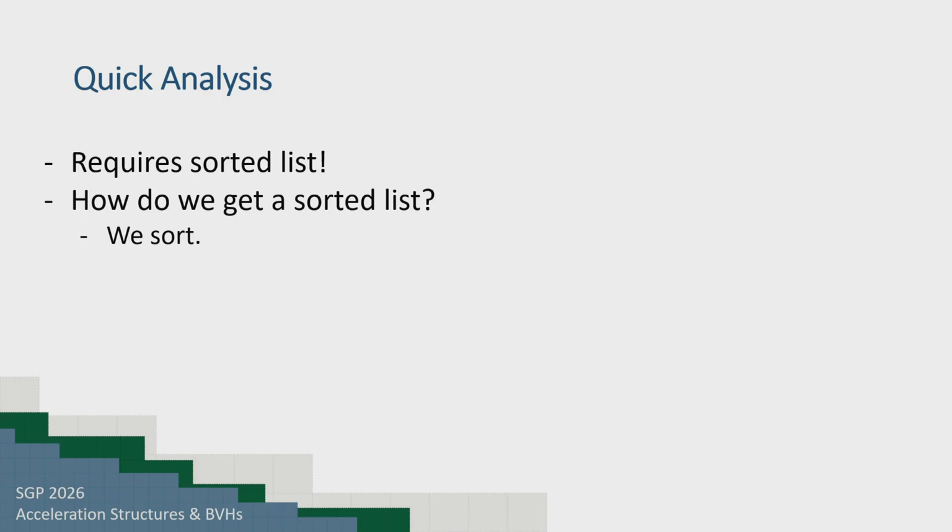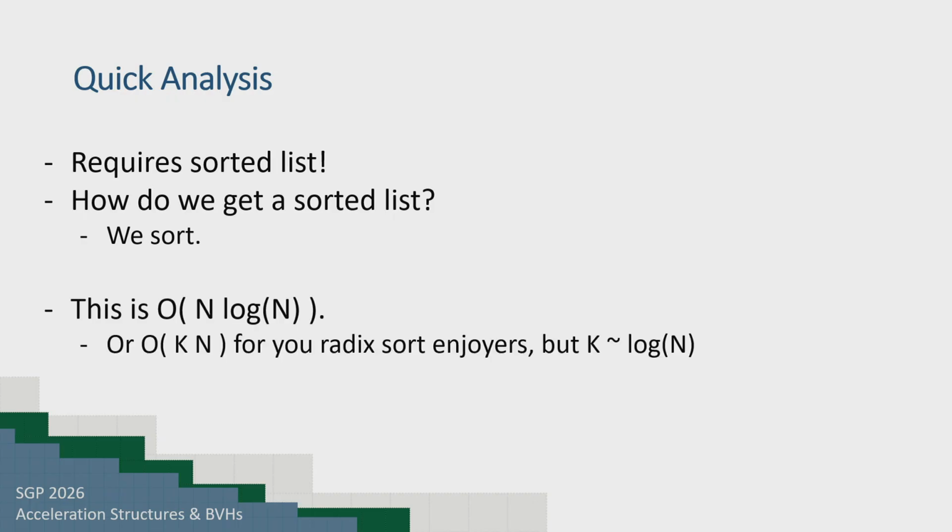If you look at this, however, it kind of requires a sorted list. Now, one observation I've made in my career is that data never arrives in the shape you want it. So we probably have to take our data and sort it in order to be able to do this. And this is not free. A typical sort would be n log n. Or if you like radix sort, kn.